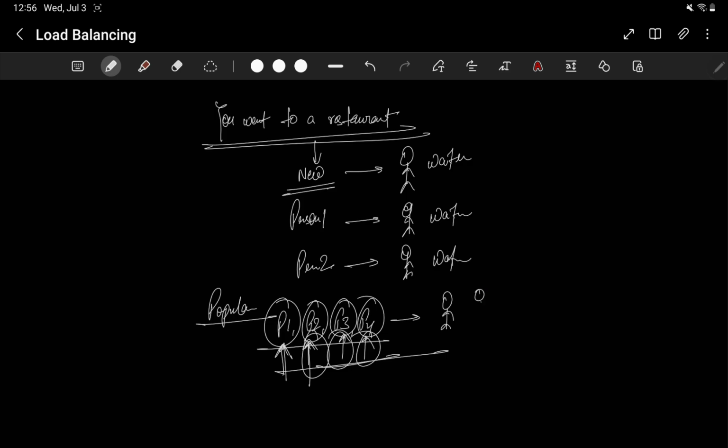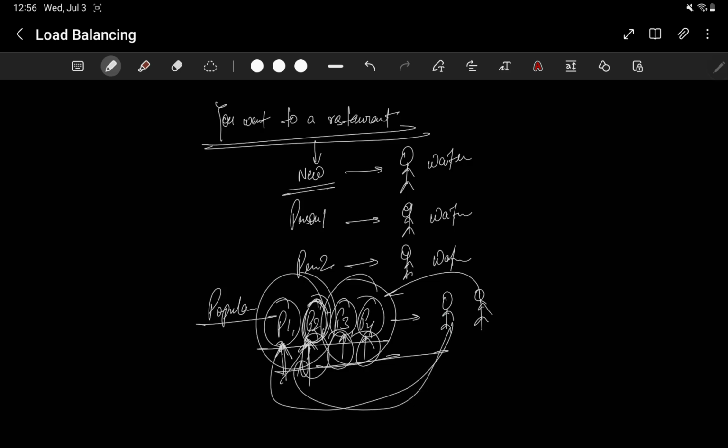Instead, what we can do is have two waiters. One waiter will take the order of this person, and after that this person, so for this person the waiting time is reduced. It's still some, but okay. And this waiter will cater to these two people, and this waiter will cater to these two people. This is one way, but it's not always the case.